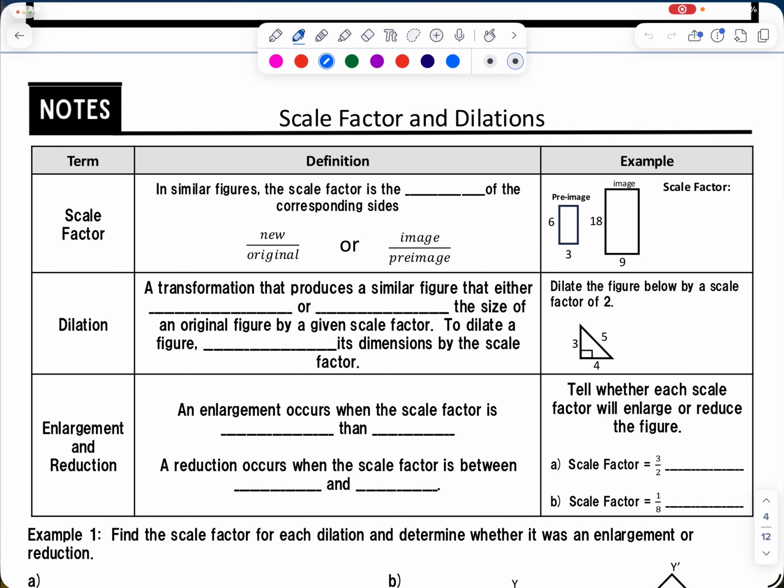In today's lesson, we will be exploring scale factor and dilations. Let's start with a few definitions. So let's start with the definition for scale factor.